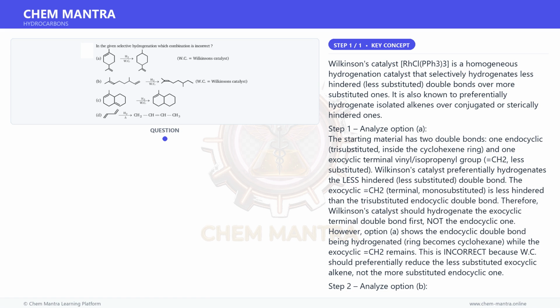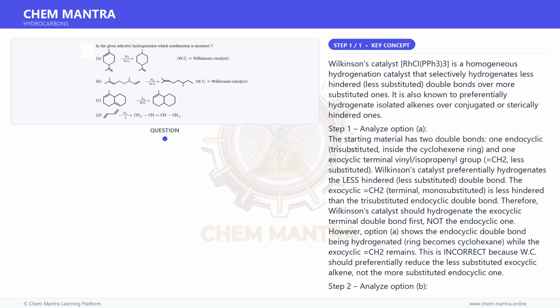The exocyclic C=CH2, terminal, monosubstituted, is less hindered than the trisubstituted endocyclic double bond. Therefore, Wilkinson's catalyst should hydrogenate the exocyclic terminal double bond first, not the endocyclic one. However, option A shows the endocyclic double bond being hydrogenated, so the ring becomes cyclohexane, while the exocyclic C=CH2 remains. This is incorrect because WC should preferentially reduce the less substituted exocyclic alkene, not the more substituted endocyclic one.